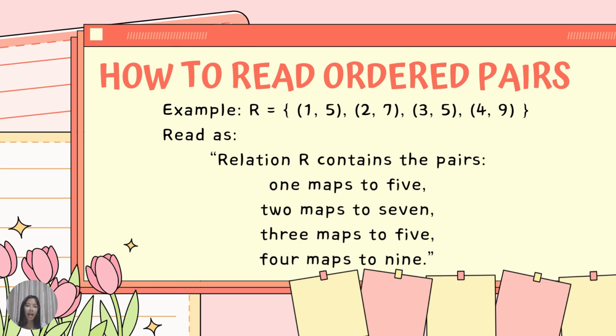So let's learn how to read this relation properly. We have here another example, which is relation R is a set of (1, 5), (2, 7), (3, 5), (4, 9). We read it as 1 maps to 5, 2 maps to 7, 3 maps to 5, 4 maps to 9. So this helps us see which input connects to which output.